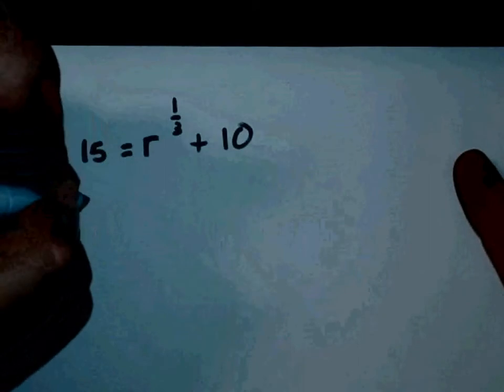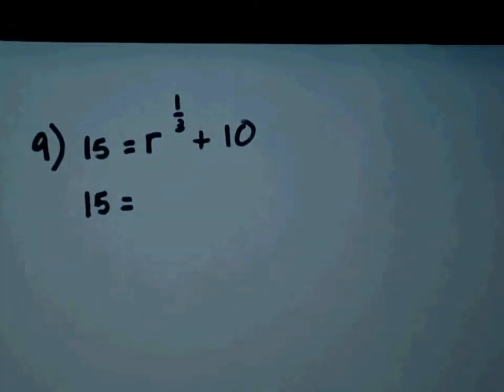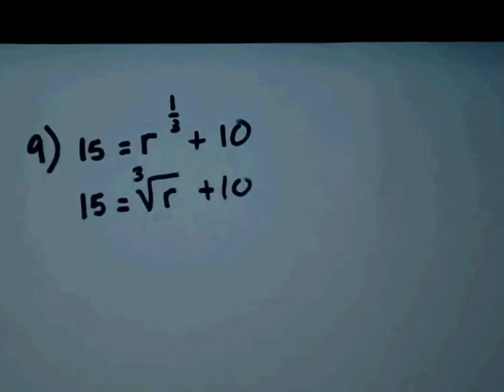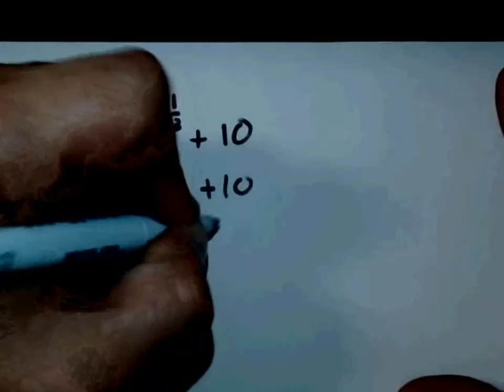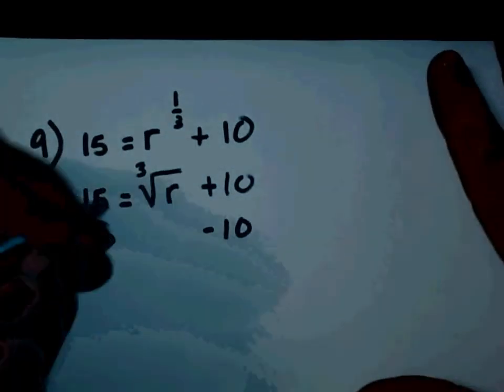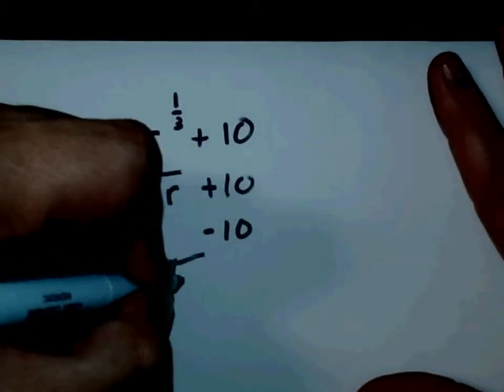And so with that, can anybody tell me what the radical form of r to the 1/3 is? Cube root of r plus 10. Okay? Cube root of r plus 10. And so our rule is, if we're going to solve it, we got to get the radical by itself. And so don't call it square root. It's not a square root. Okay? And so this is going to become 5 equals the cube root of r.